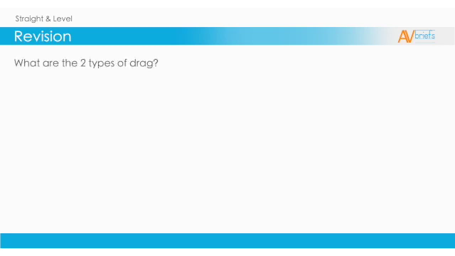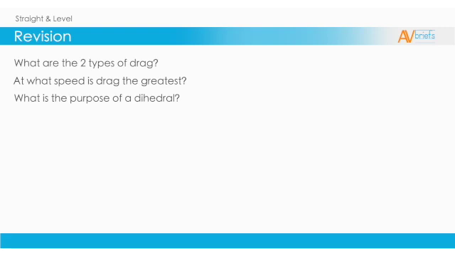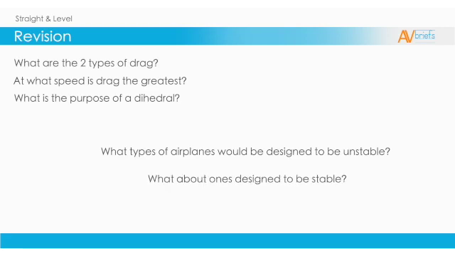What are the two types of drag? At what speed is drag the greatest? What is the purpose of a dihedral? For some added thinking. What types of airplanes would be designed to be unstable? What types of airplanes would be designed to be stable?